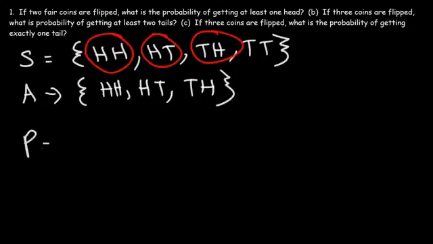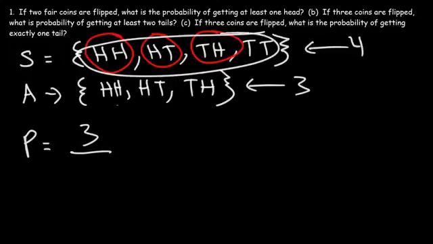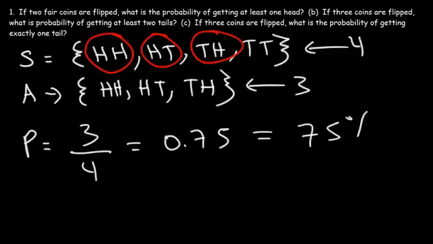So now let's calculate the probability. In order for the event to occur, we have 3 favorable outcomes. The total possible outcomes are 4. There's 4 events in the sample space. So the probability of getting at least 1 head when flipping 2 fair coins is going to be 3 over 4. 3 divided by 4 is 0.75, which means that there's a 75% chance of this event occurring.